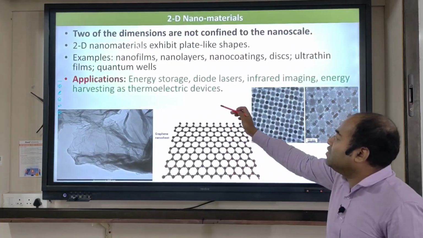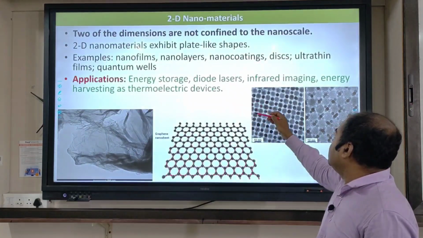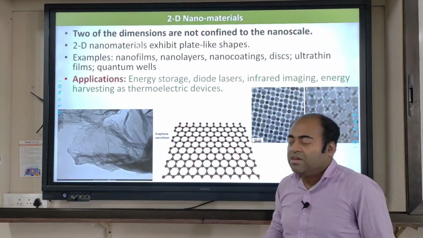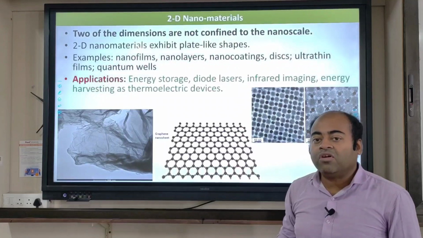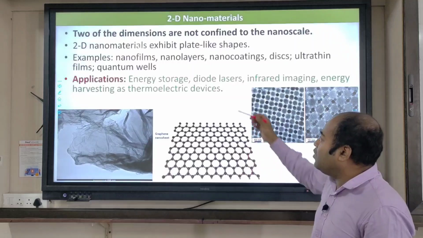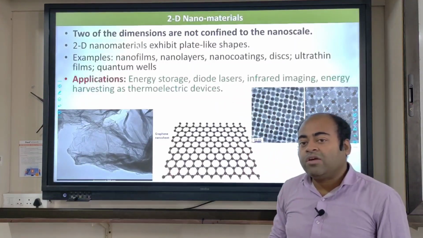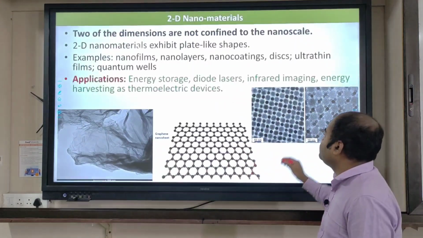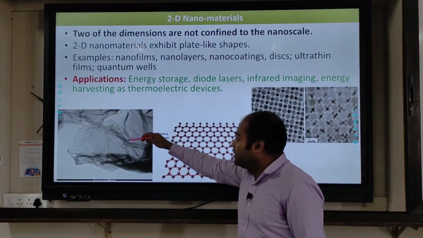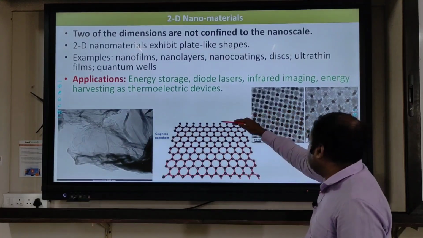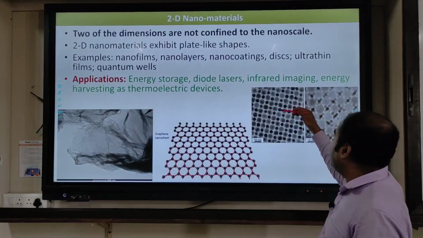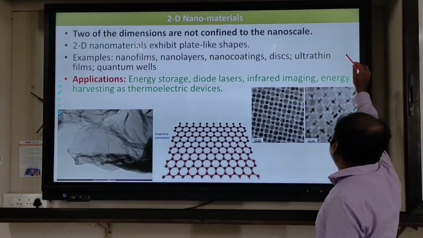They have applications in energy storage, lasers, infrared imaging, energy harvesting and thermoelectric devices. They have such a lot of applications because they have a very high surface to volume ratio. Some of these two-dimensional materials are popularly called quantum wells. Here we see the actual TEM image of graphene, and we can see this is the honeycomb structure of graphene, and these are other TEM images of various types of sheet-like structures.